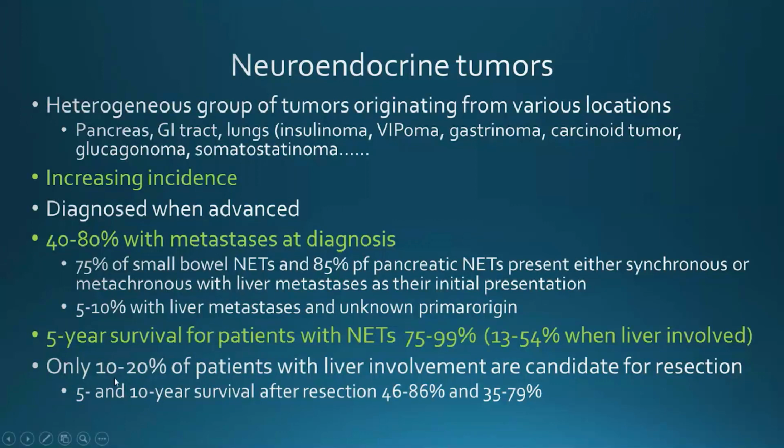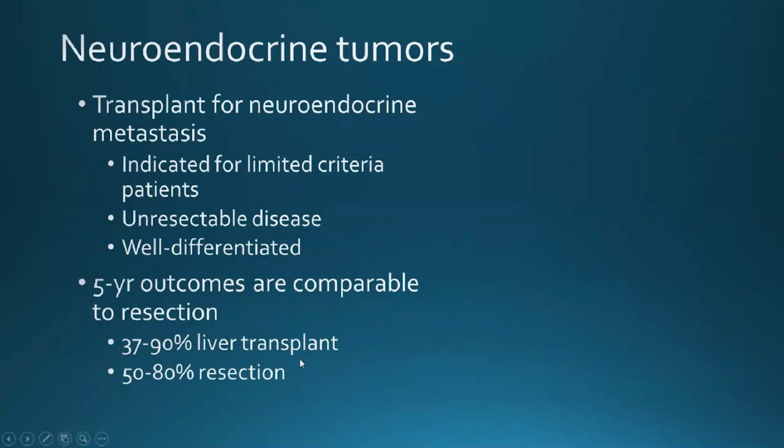But because the involvement is diffused throughout the liver, only 10 to 20% of patients with liver involvement are candidates for resection, and 5 to 10 year survival after resection could be as high as 86% at 5 years and 80% at 10 years. So it is pretty good survival, if you will.